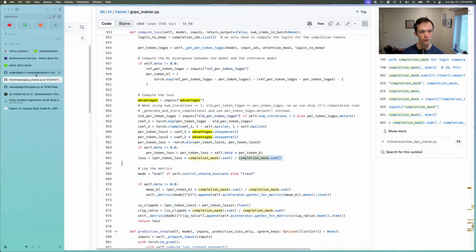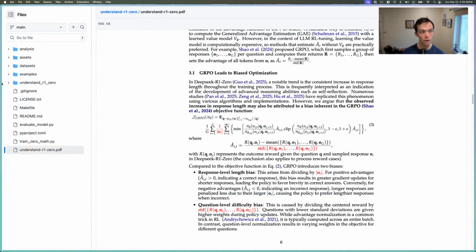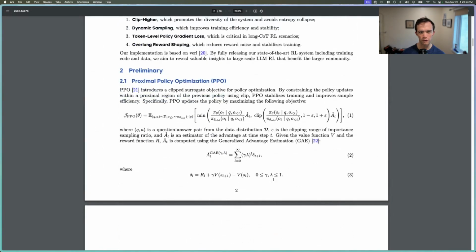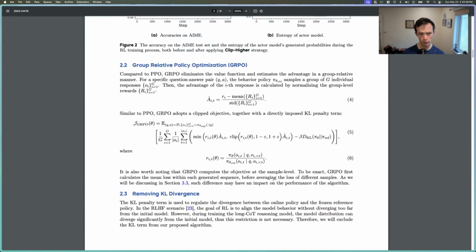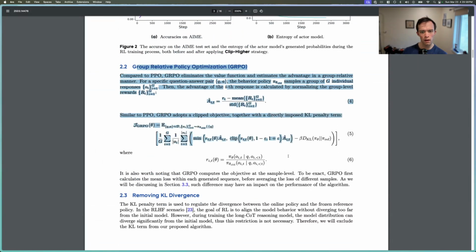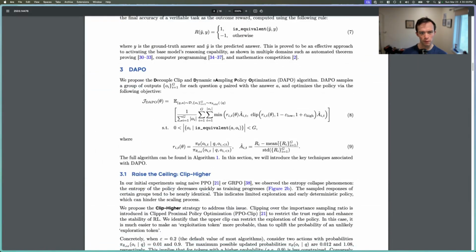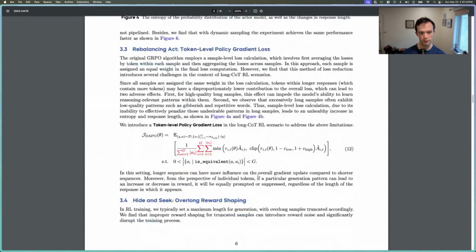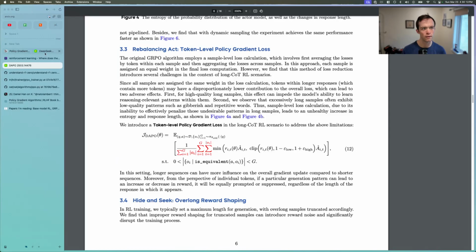But really, hopefully some people found my rambling on this useful. The other thing you should know is that there's this other paper, DAPO, which has a lot of similar modifications to GRPO. They talk about removing the KL divergence, and they have some other tricks. The one relevant to this and the implementation is rebalancing the token-level policy gradient. Here in red, you can see the change from GRPO in their setup.